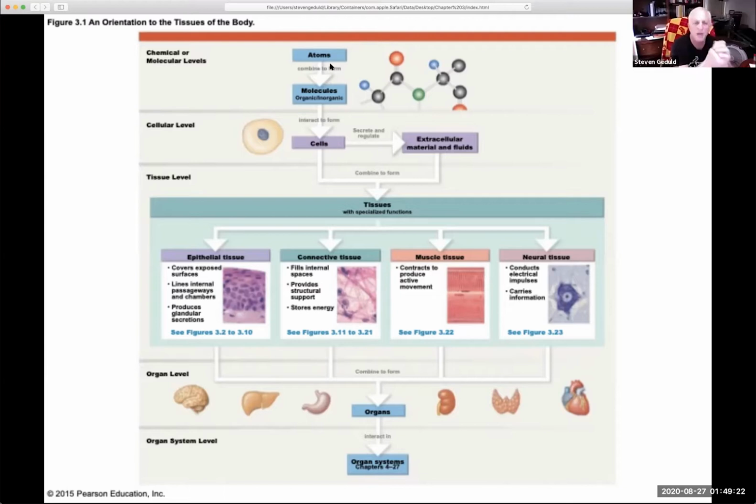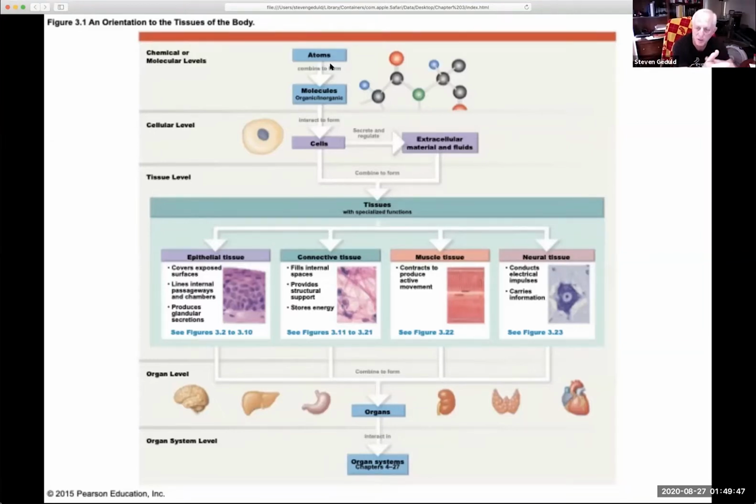Okay? So we have the atoms, the cellular level, and they build the tissues. There's 4 types of tissues in the human body, and that's it. There's epithelial tissue, there's connective tissue, there's muscle tissue, and there's neural tissue. Okay? So the human body has 4 types of tissues that make up all organs.